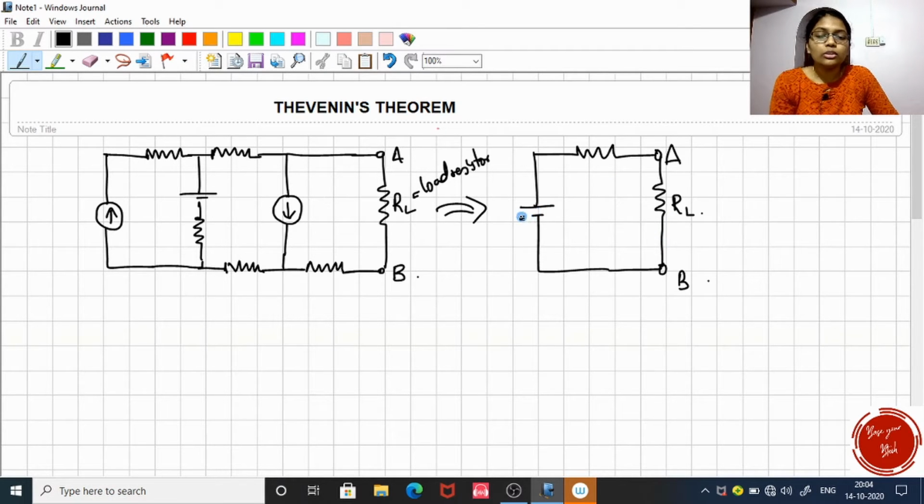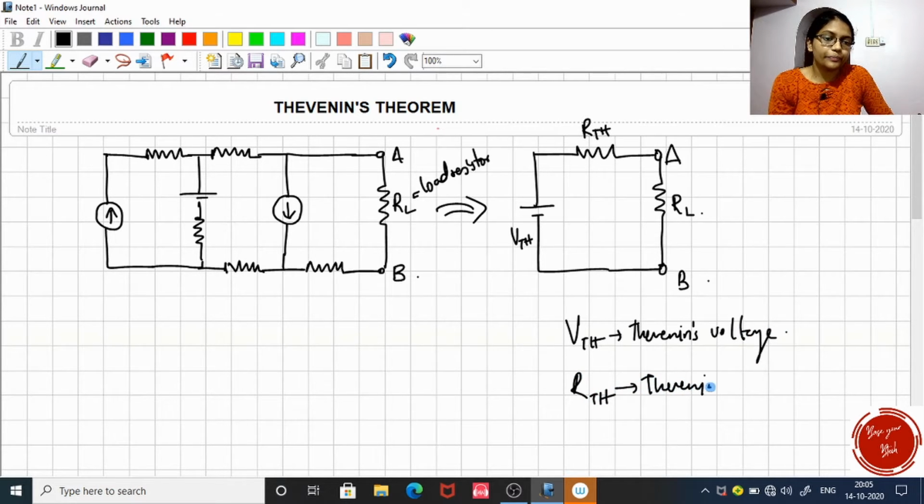Okay, so this EMF source is called Vth and this is Rth, where Vth is Thevenin's voltage and Rth is Thevenin's resistor. So once we get the values of Vth and Rth, we can form a Thevenin circuit. Okay, and later on we can do the calculations related to this RL.